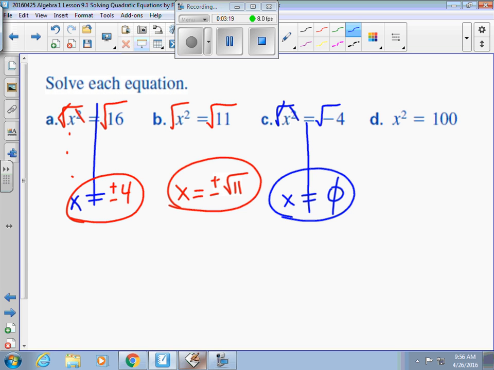And what about x squared equals 100? Take 10 seconds on that one, because that's about as long as it takes.